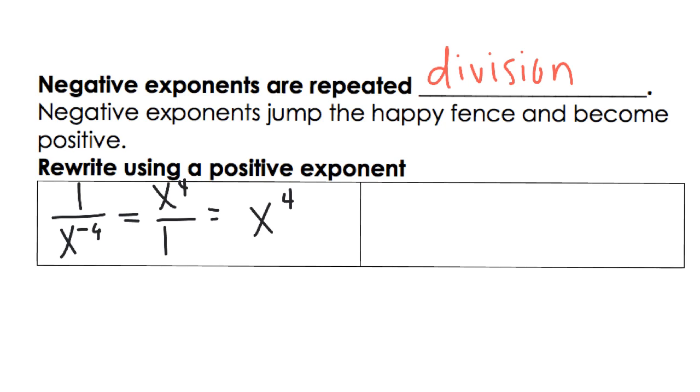Same thing if it starts out negative on top. So if I have, let's say, y to the negative 6th power, I know I can turn this into a fraction by putting it over 1. The y to the negative 6th is unhappy where it is. It's negative, so it's going to jump the happy fence and become positive. And then there's nothing left but a 1 on top.